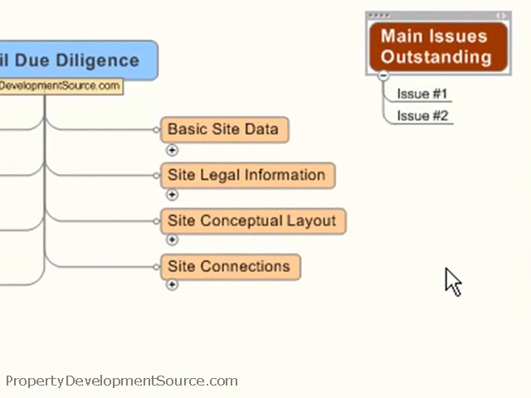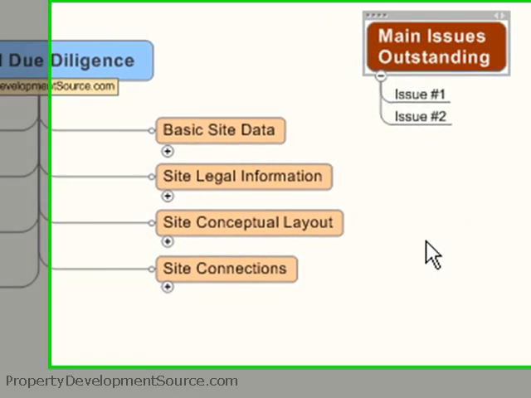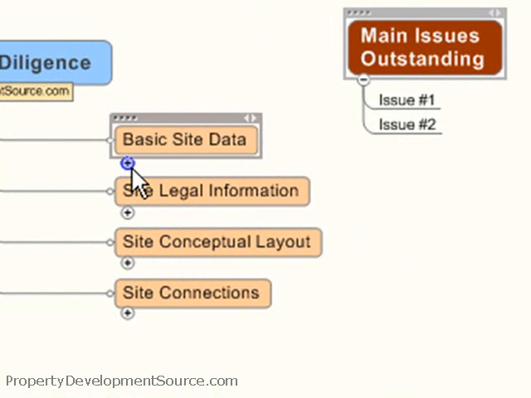What we typically do, and you'll see it on our due diligence reports, which you'll be getting one of for free as well, is we have a separate box called main issues outstanding. We put anything that comes up that we either can't get the information for, or that's a known problem. We put that at the front of the reports that we do.